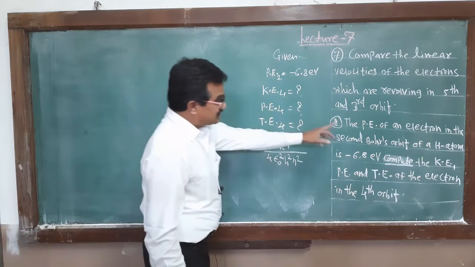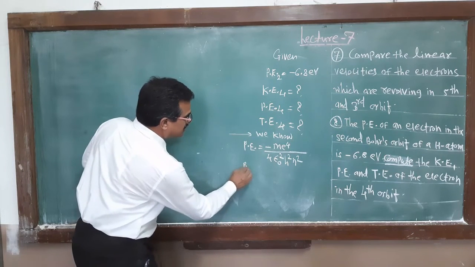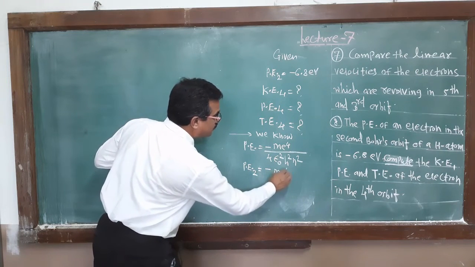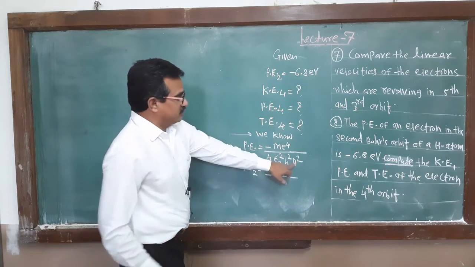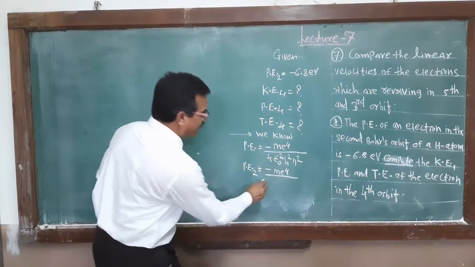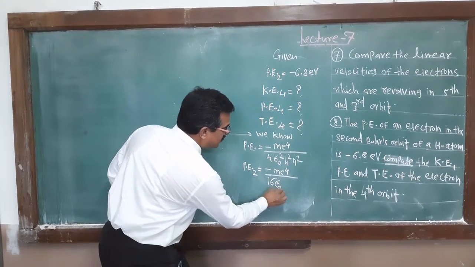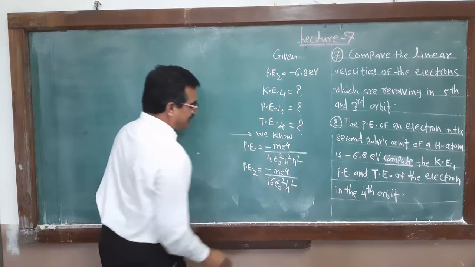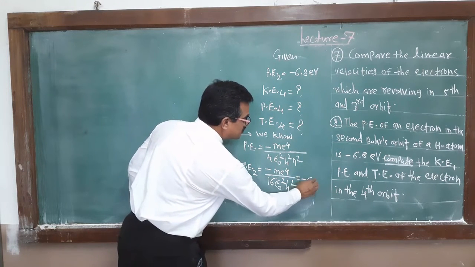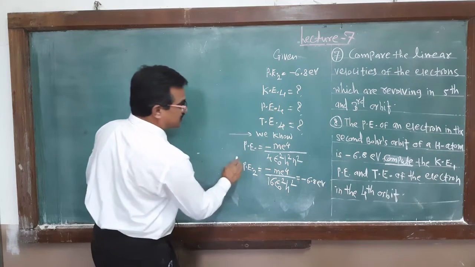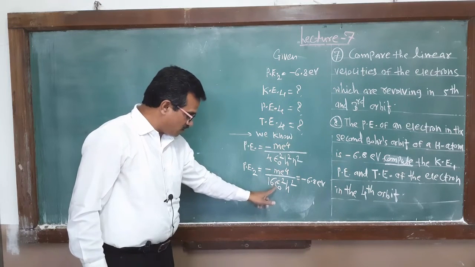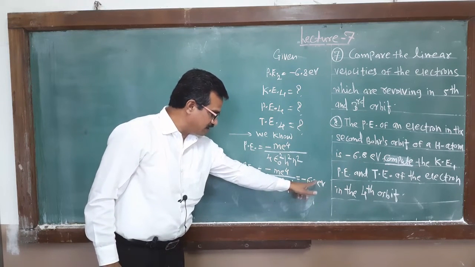Again, the potential energy in the second orbit is given. It means the potential energy in the second orbit is equal to minus m e raised to 4 over, the value of n for the second orbit is n equals 2, 2 square is 4, 4 multiplied by 4 is 16 epsilon 0 square h square. And this value is given, and that value is equal to minus 6.8 electron volt. Remember this. Minus m e raised to 4 over 16 epsilon 0 square h square is equal to minus 6.8 electron volt.